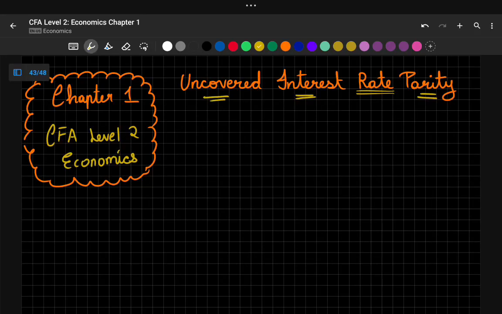Today we will be discussing the topic Uncovered Interest Rate Parity Condition. This is part of CFA Level 2 Economics, Chapter 1. What is Uncovered Interest Rate Parity Condition?